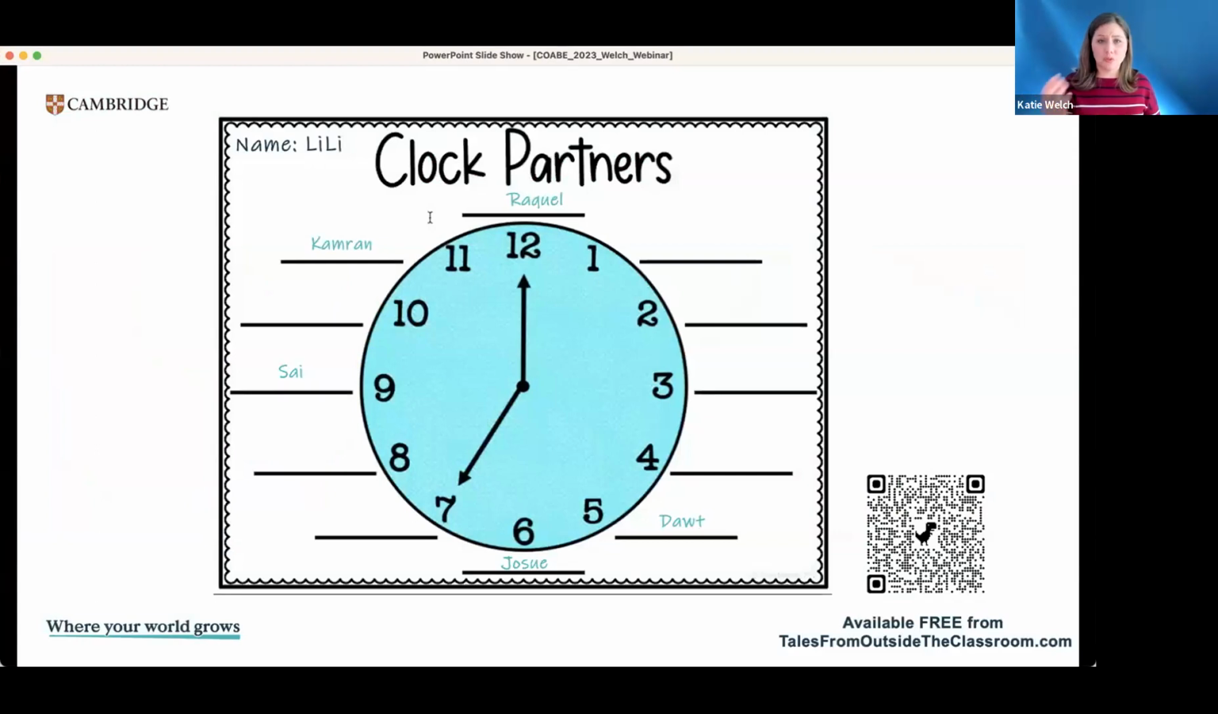One way that you can do this in your classes is to use, I've forgotten who it was, let's see, Fane was telling us about clock partners.